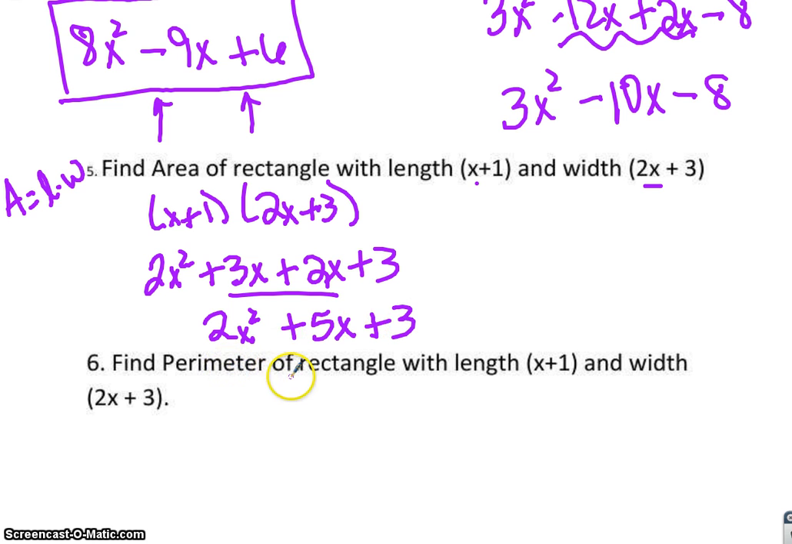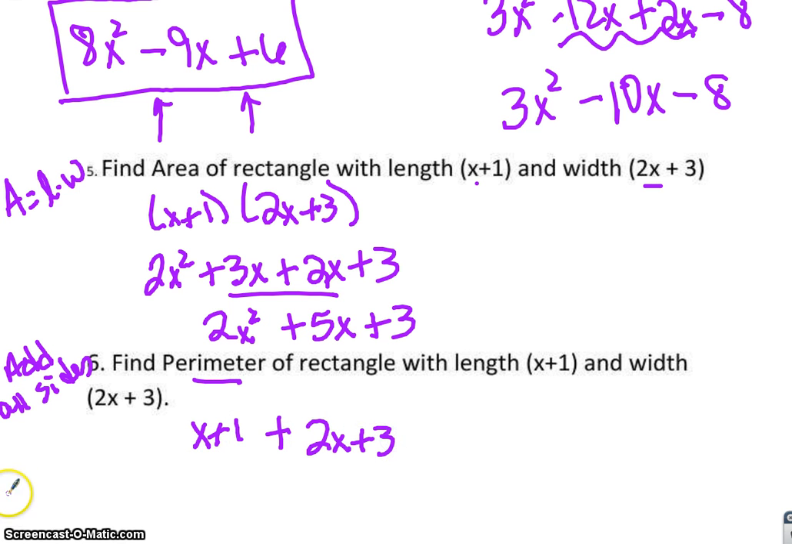Now the perimeter of a rectangle, you've got to read what they're asking for. This means that you simply add all sides. So your length is x plus 1 plus your width is 2x plus 3. But keep in mind, that only gets you halfway around. You've got to make the rest of the way around the rectangle. So you're going to say plus x plus 1 again and plus 2x plus 3 again.